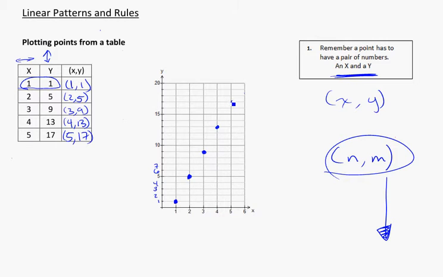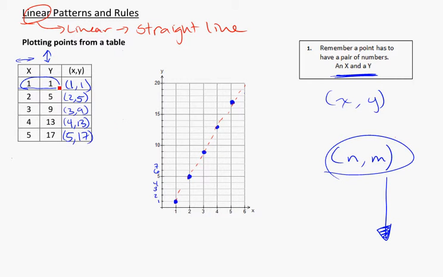And one thing that you might notice here is that those points appear to sort of be falling on a straight line. And that's where the word linear comes from. So if you see something talking about being linear, you're literally talking about it being a straight line, or a pattern that looks as if it could be a straight line.